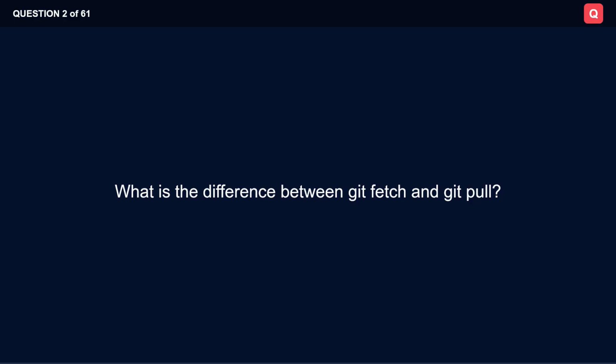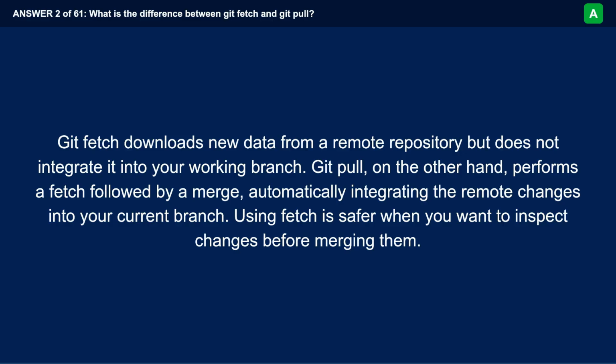What is the difference between Git fetch and Git pull? Git fetch downloads new data from a remote repository, but does not integrate it into your working branch. Git pull, on the other hand, performs a fetch followed by a merge, automatically integrating the remote changes into your current branch. Using fetch is safer when you want to inspect changes before merging them.